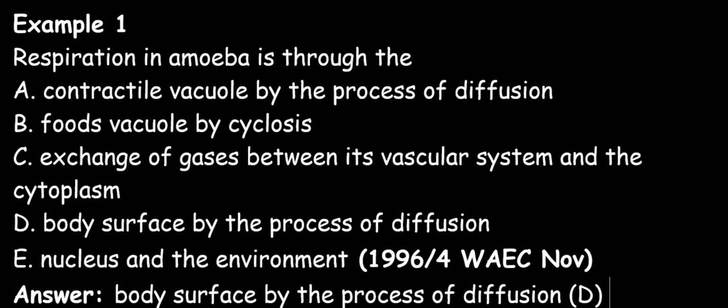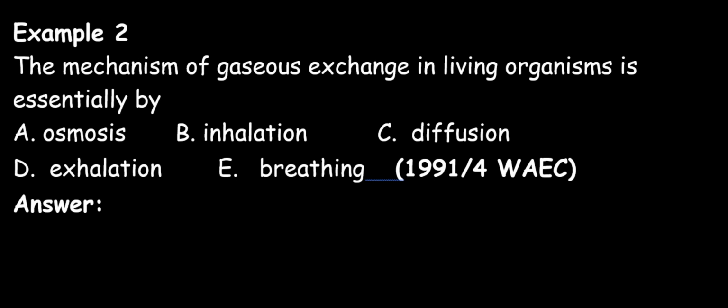So the next question. The next question says the mechanism of gaseous exchange in living organisms is essentially by A. Osmosis, B. Inhalation, C. Diffusion, D. Exhalation, E. Breathing. The answer to this is C, and this is because gaseous exchange is achieved by the process of diffusion.